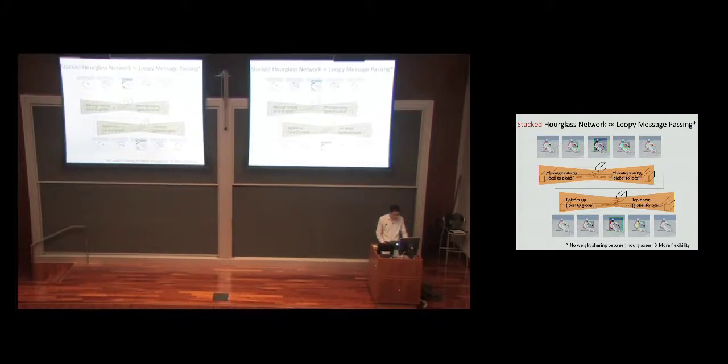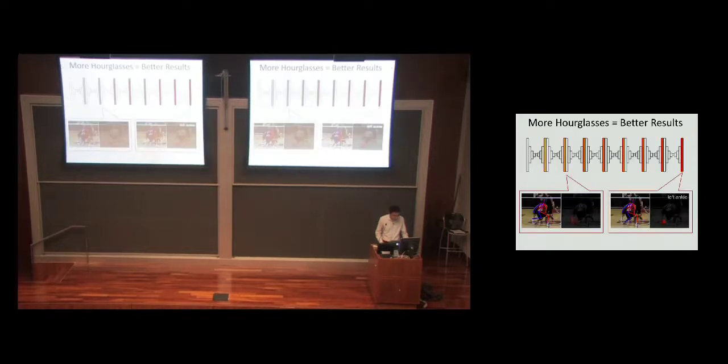And here we do no weight sharing between our hourglasses to allow more flexibility. We show that by stacking more hourglasses, we can in general get better results with the same number of parameters. So the improvement doesn't come from a bigger network. And we can extract intermediate predictions after each hourglass, and we can see how the network learns to gradually refine the estimates of human pose as it uses more hourglasses.